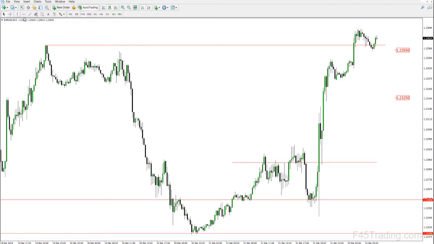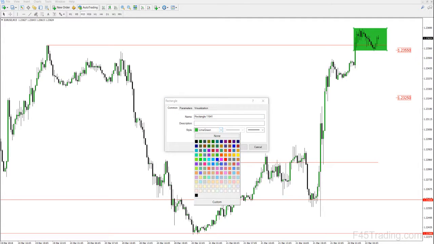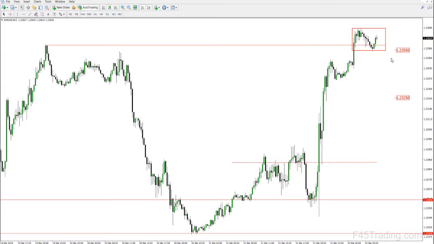You can even wait for confirmation. If price runs these highs here, trades back down to retest the tops of these highs here, and then runs higher, that's where you can get long as well. So basically anywhere within this price range right here, just switch this up 1 second. Anywhere within that price range, you can pretty much get long. So that's what I'm talking about.